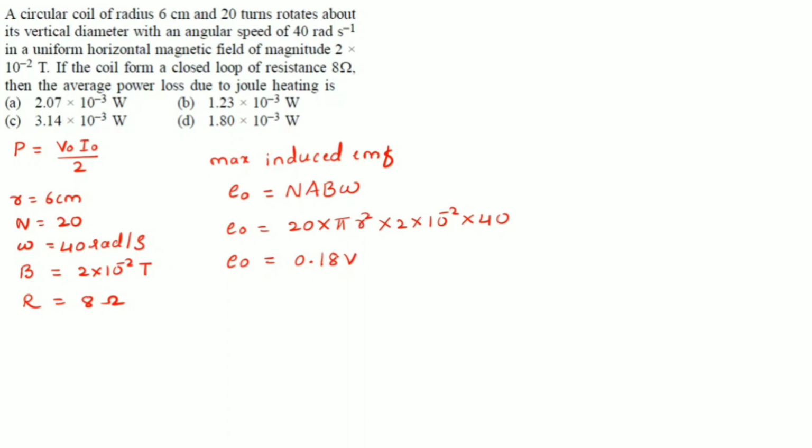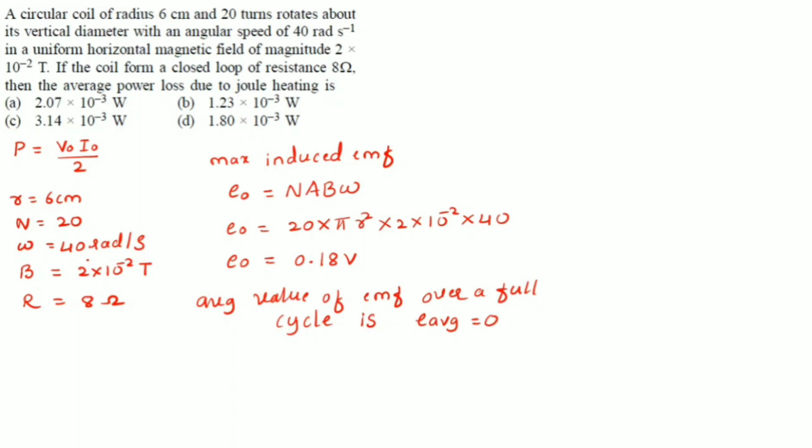Now remember, average value of induced EMF over a complete cycle is always equal to 0, because we know that induced EMF is in the form of a sinusoidal, that is alternating, positive and negative, that will get cancelled. So average value of EMF over a full cycle or a complete cycle is 0. That is E average is 0 for one complete cycle.